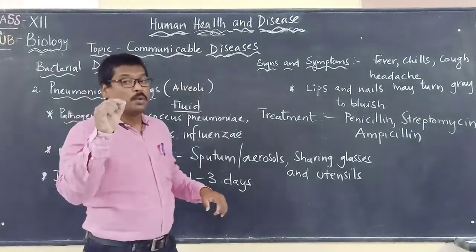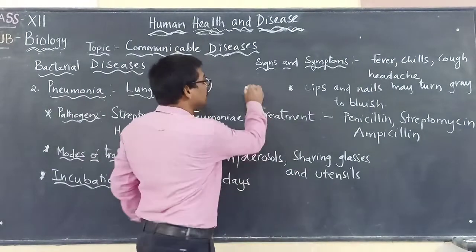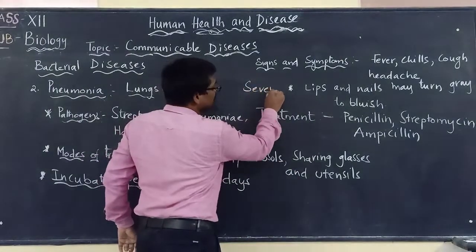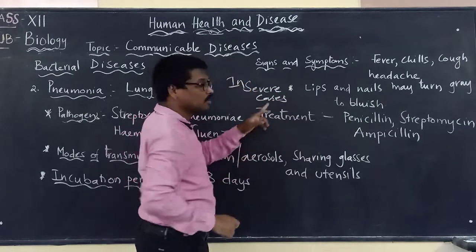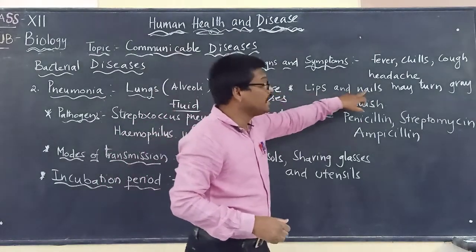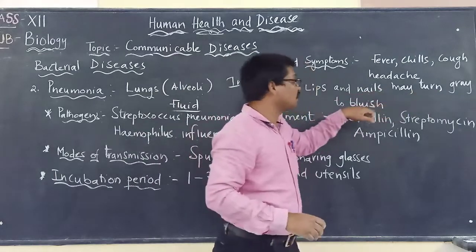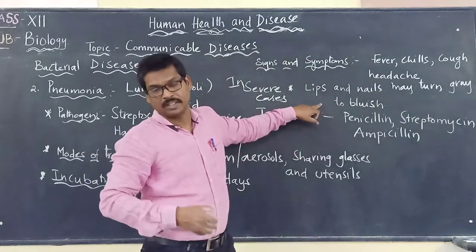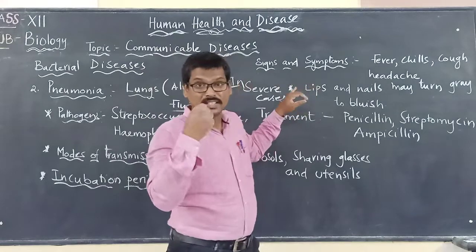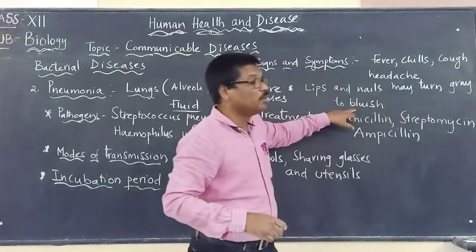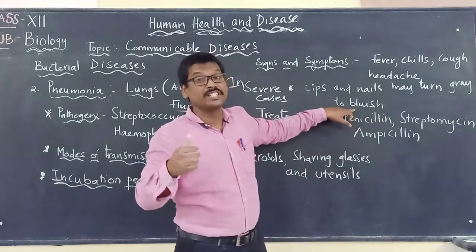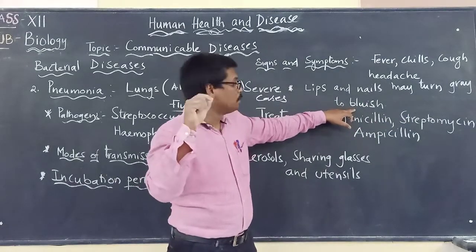But please remember, when pneumonia becomes very severe, in severe cases, the lips and nails may turn from grey color to bluish in color. The lips of the person suffering with pneumonia may turn from grey to bluish in color. It indicates that pneumonia is very severe in that particular person.